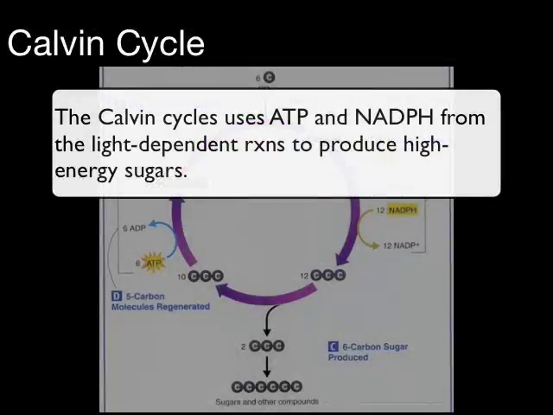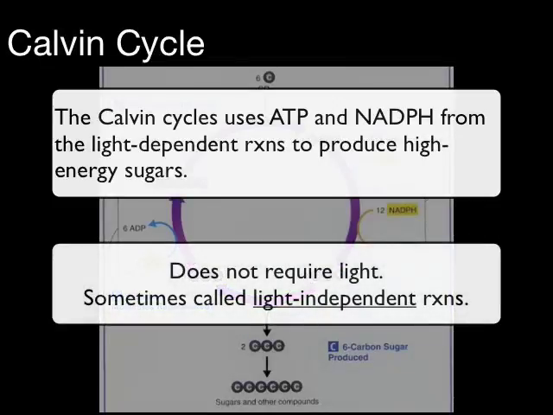In the Calvin cycle, ATP and NADPH from the light-dependent reactions we previously spoke of are used to produce high-energy sugars, like glucose. Now, the Calvin cycle does not require light, so this part of photosynthesis is sometimes referred to as light-independent reactions. Remember, we talked about light-dependent reactions, reactions that need light. The Calvin cycle does not need light in order to proceed. So plants can do the Calvin cycle whether the sun is shining or whether it's nighttime.